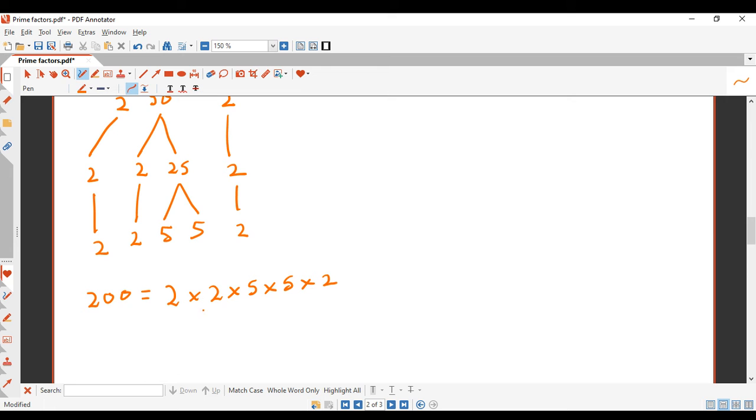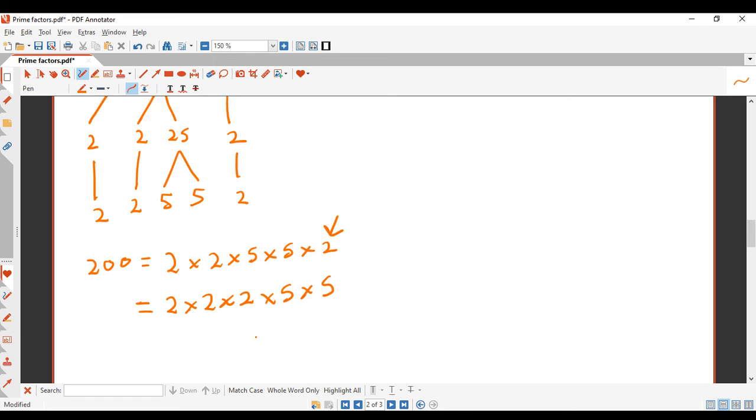Now, with multiplication, the order of the numbers does not matter. So I'm going to take this 2 on the end here, and I'm going to move it to the front with the other 2. So all the 2's are together. I've put all the 2's together now because changing the order doesn't matter. I've just moved this 2 over here, with the arrow.